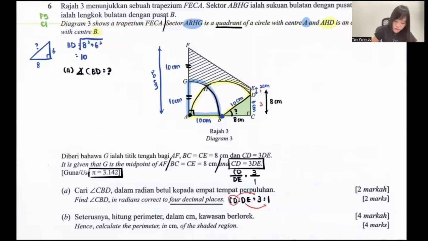Wait, let me remove this to here first, because we can use back the green color one. So guys, I realize CBD is under the green color pizza, the green color right angle triangle. So I'll focus on the green color right angle triangle. Just now we already know here is actually 10 cm. Okay, now we're going to find this particular angle. How do I find this angle?